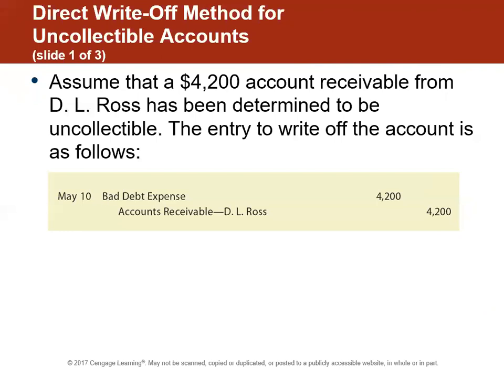So you'll notice this is a little different. When we dealt with accounts receivable in college accounting, well, I guess we did at the end when we were dealing with sales, we're going to start attaching that name. So that's very important because we're tracking sales by person. I guess we did when we got into merchandising. It's been a while, right? So we're going to write off their specific account. So on May 10th, we determined DL Ross is not going to pay. So we debit bad debt expense and credit accounts receivable DL Ross.